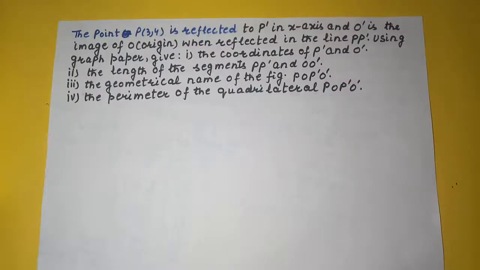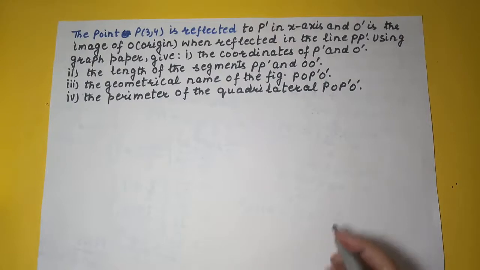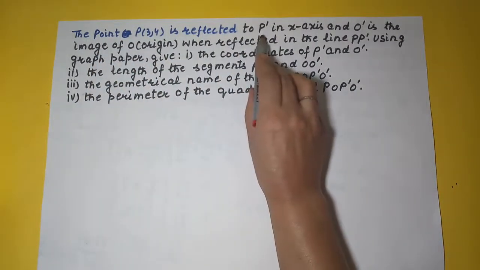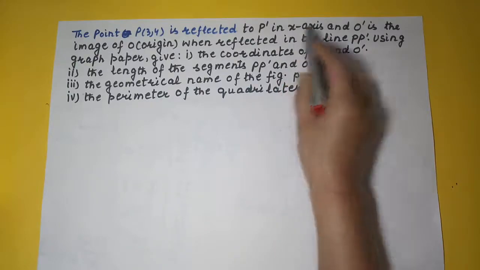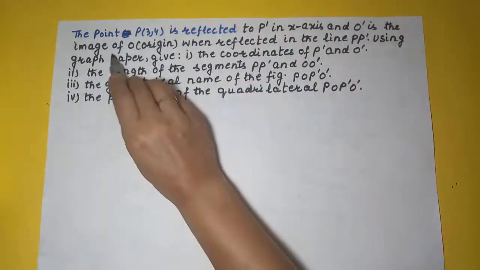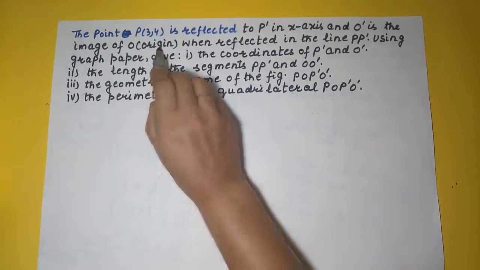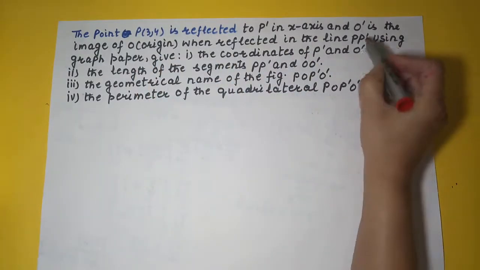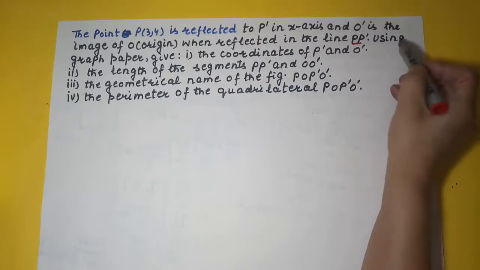We are continuing with reflection. We are given a question. The point P (3, 4) is reflected to P' in the x-axis, and O' is the image of the origin O when reflected in the line PP'. That means this time the mirror line is PP'.